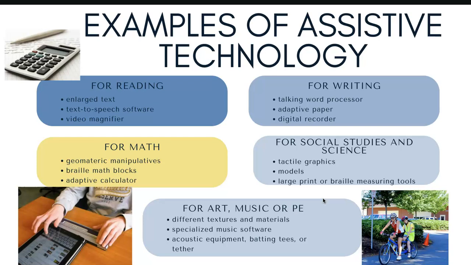And then for social studies and science, we have tactile graphics. That could be like a 3D map, models again to make it 3D, to be able to manipulate something, to have something in your hands. And then large print or Braille measuring tools, so in the science classroom, to have Braille on the measuring tools you use in labs, or large print.